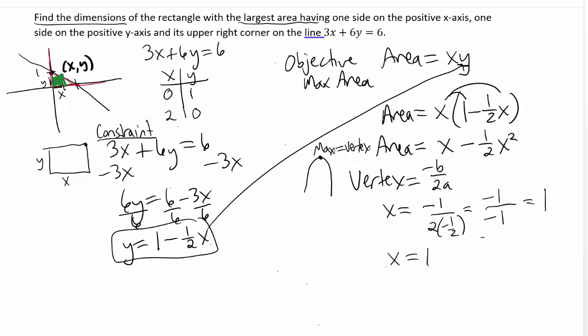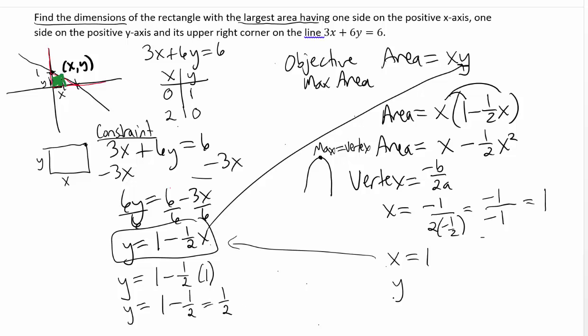So how would we find out what the y dimension needs to be? That's easy to find because that's always going to be determined by your constraint. So we can go back over to here and substitute in a value of 1 for this x, and that will tell me what the y value has to be that goes with that. And we just get 1 minus 1/2, which we know is 1/2. So x is 1 and y is 1/2, and so the dimensions of this rectangle would be 1 by 1/2. And there's our final answer.